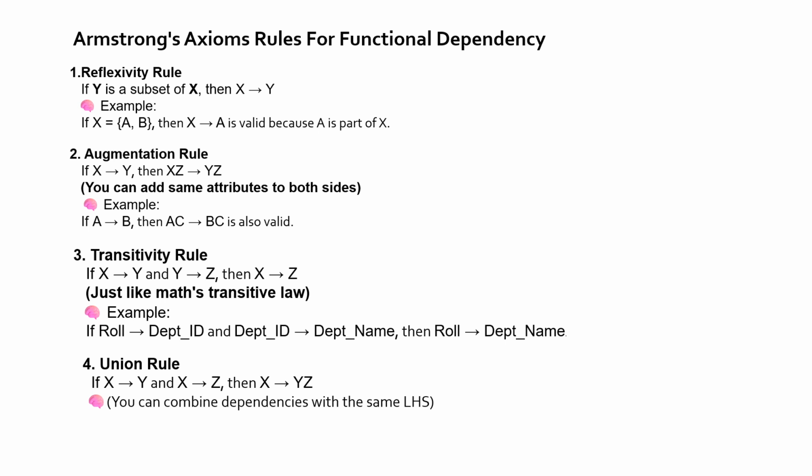There are some rules for functional dependency. There are mainly three rules: reflexive, augmentation, and transitive. In reflexive, Y is a subset of X, so Y is functionally dependent on X.